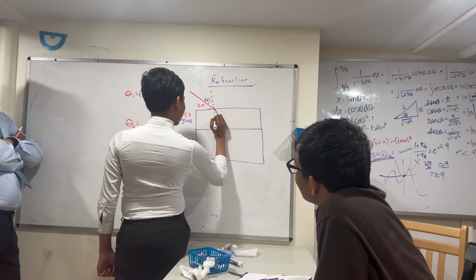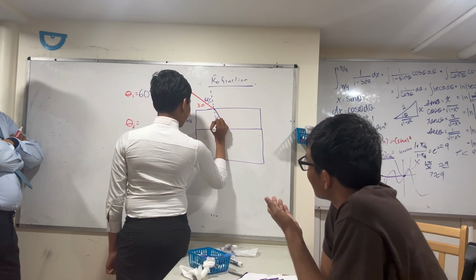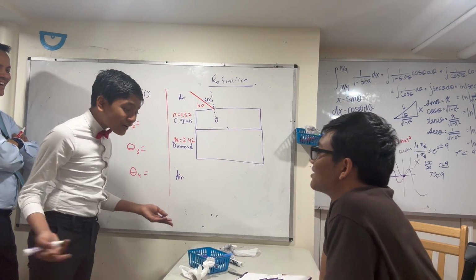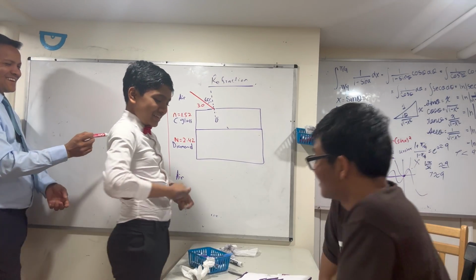Incompetent. What are you saying? You change the color from red to purple. Yeah. I don't have a red marker. Okay, right here.